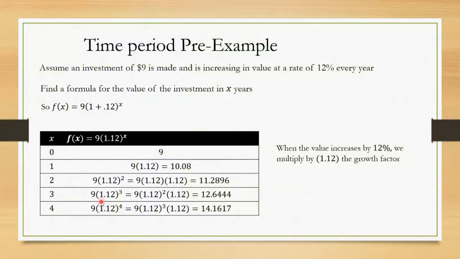Another year goes by, we have 9 times 1.12 cubed, which means you're taking 9 and multiplying by 1.12 three times, which is the same as squaring it and then multiplying it by another one, which gives you this. What I'm trying to show you is every year, we know that the value of our investment is going to increase by 12%, which amounts to multiplying by 1.12 to get the total amount.